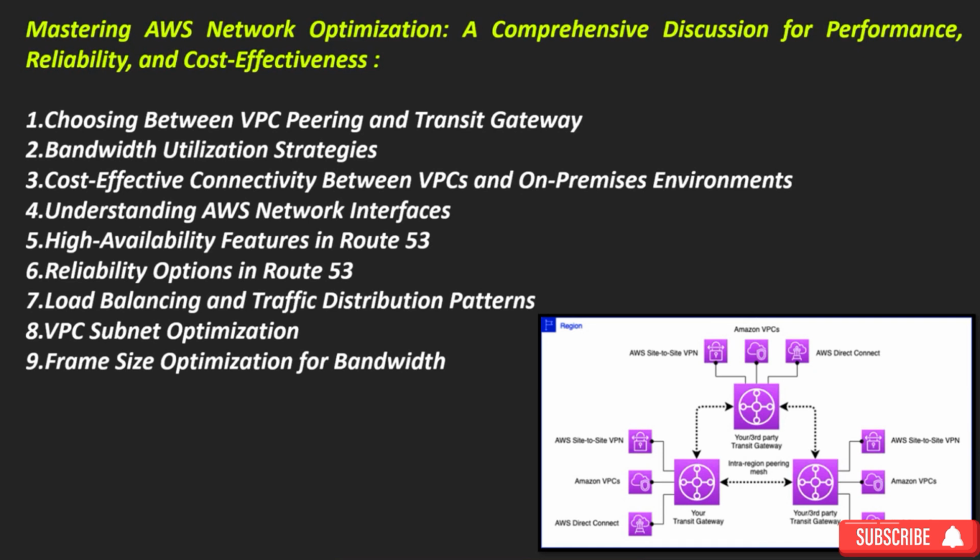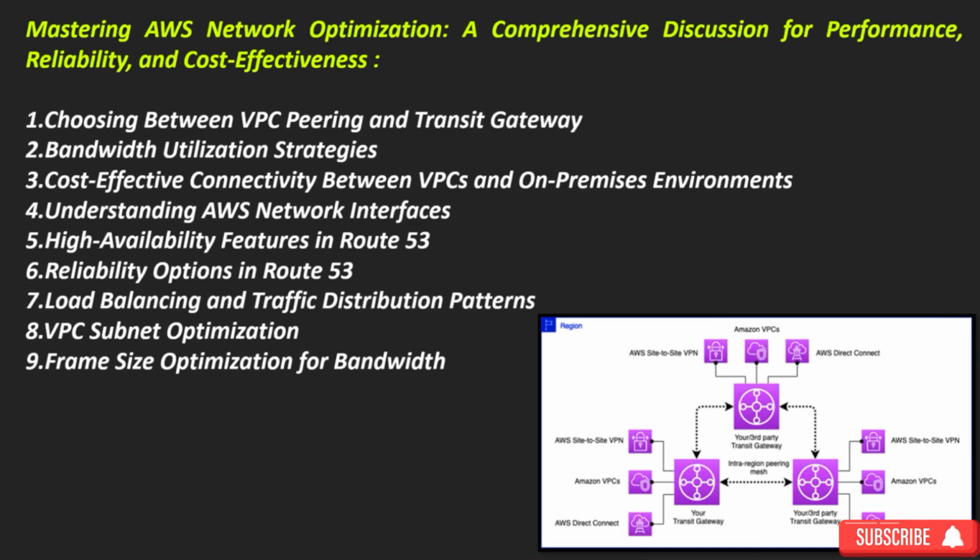The fourth will be understanding AWS network interfaces. AWS offers a variety of network interfaces, each serving distinct purposes, and we need to dive into the different types available, such as elastic network interfaces and elastic IP addresses. It's providing insights into their use cases and how to leverage them effectively in your network architecture too.